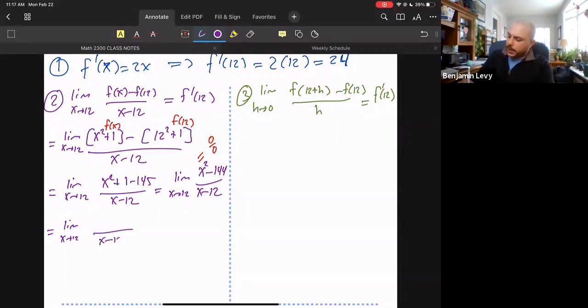We want to cancel out the x minus 12, so that tells me one thing in the top is going to be x minus 12. That helps me realize it's x plus 12, right? 12 times 12 is 144. In other words, those things cancel and we get our answer.